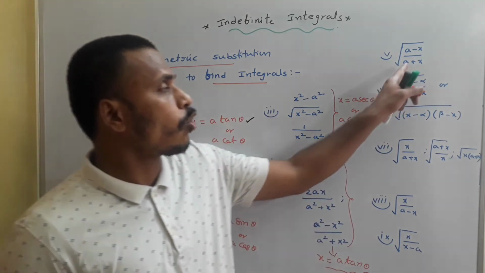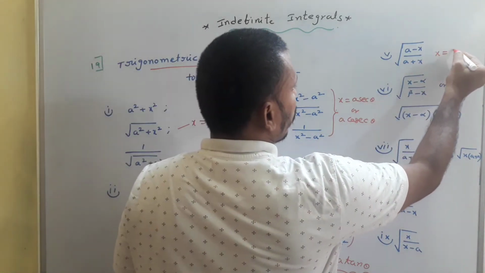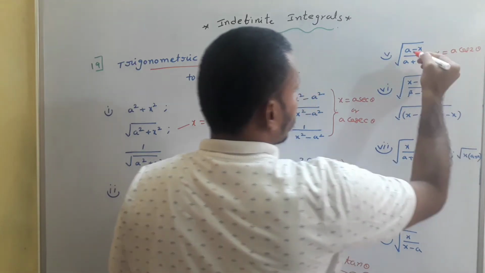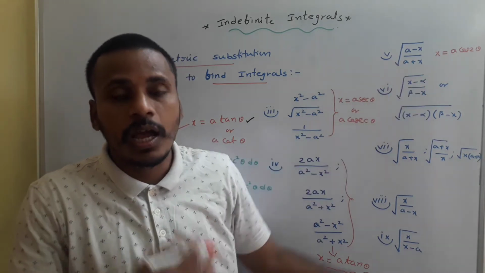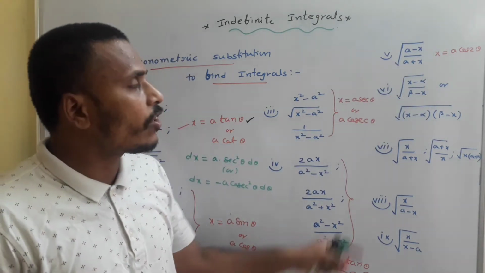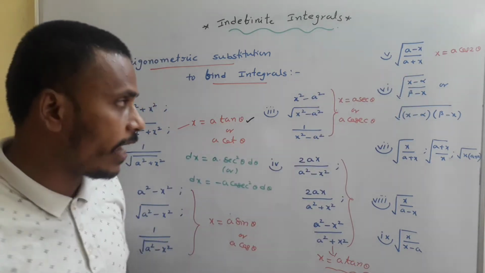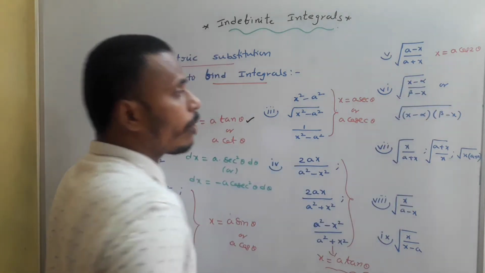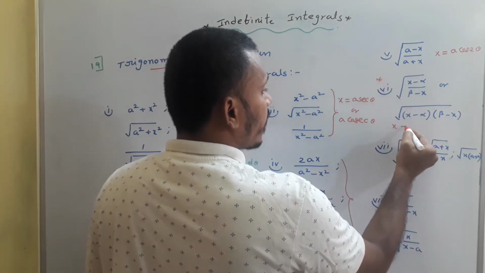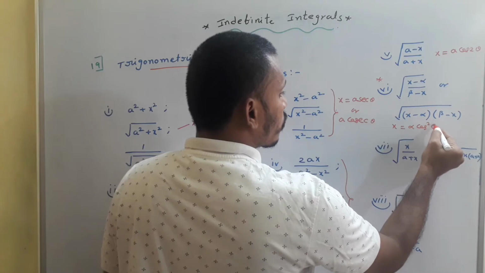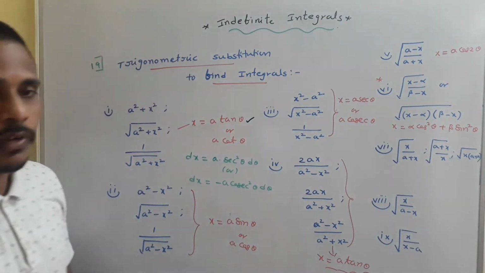Now this root of a minus x by a plus x. For this type of problem we need to take x equals a cos 2 theta. If x equals a cos 2 theta, then this is 1 minus cos 2 theta by 1 plus cos 2 theta, and the result will become tan theta. So by trigonometry formula it is easy to simplify, and from there it is easy to find the integral value. Whereas for root of x minus alpha by beta minus x, or root of x minus alpha into beta minus x, here we need to take x equals alpha cos square theta plus beta sin square theta. This is the suitable substitution for that.